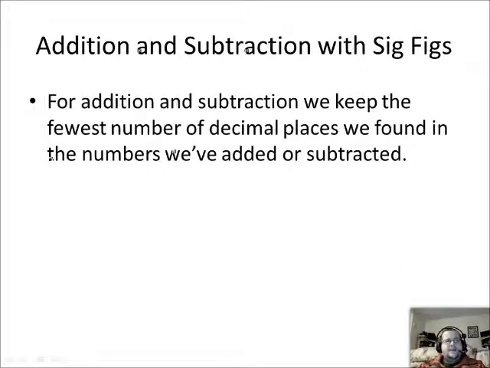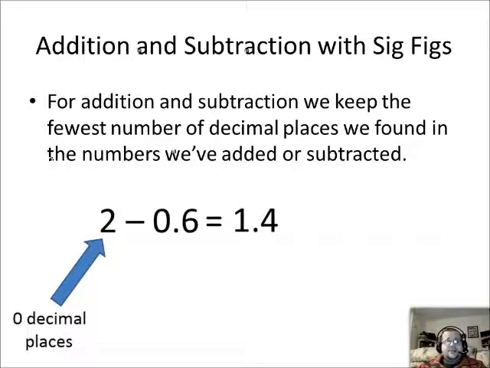Now that we can count sig figs, we're going to move on to our first set of calculations. Our first rule applies to addition and subtraction with significant figures. For addition and subtraction, we keep the fewest number of decimal places that we find in the numbers that we're working with. Now let's do a sample calculation of 2 minus 0.6. If we just type this into the calculator, we're going to get a value of 1.4.